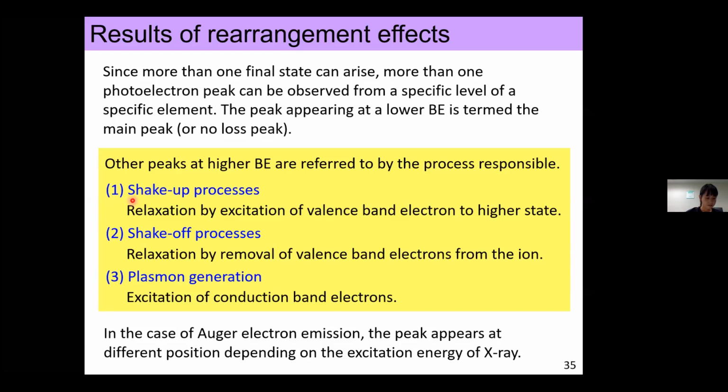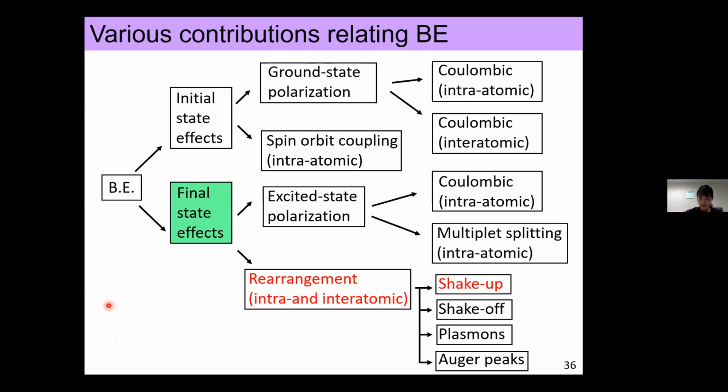Shake-up processes are caused by excitation of a valence band electron to a higher state. Shake-off processes are caused by the removal of a valence band electron from the ion. Plasmon generation means excitation of conduction band electrons. In the case of Auger electron emission, the peak appears at different positions depending on the excitation energy of the X-ray. Let's see one by one.